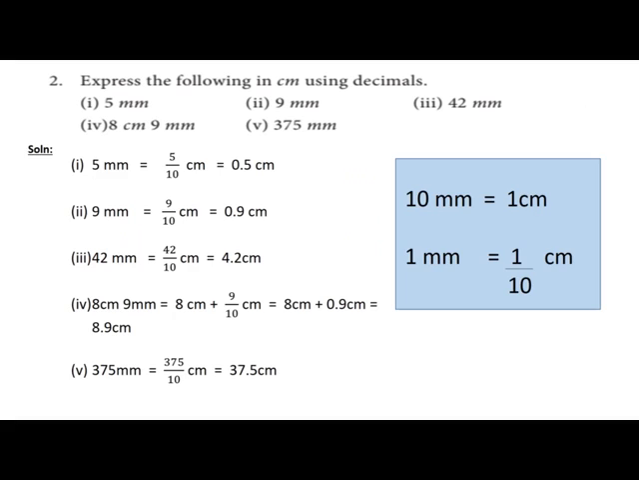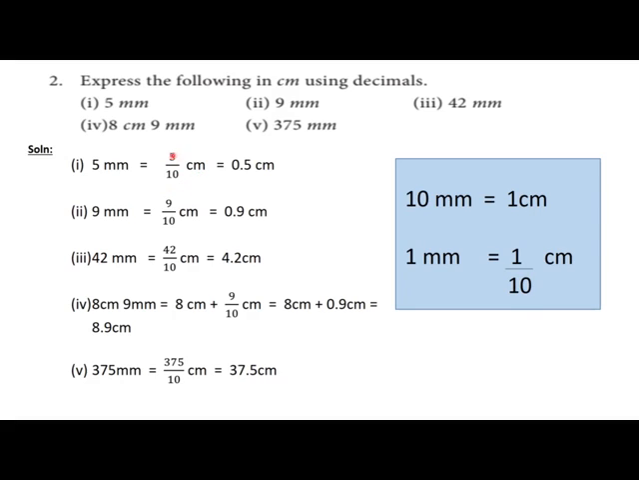Next one: express the following in centimeters using decimals. First one is 5 millimeters. Before that we will recall some values. 10 millimeters is equal to 1 centimeter. So 1 millimeter will be 1 by 10 centimeter. To find 5 millimeters, you have to multiply this 1 by 10 with 5. So 5 by 10 centimeter.